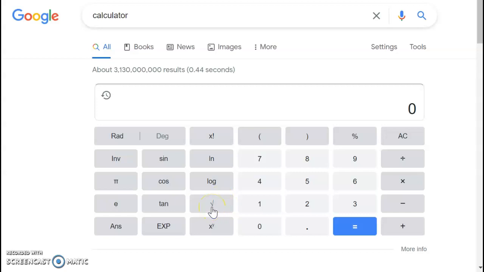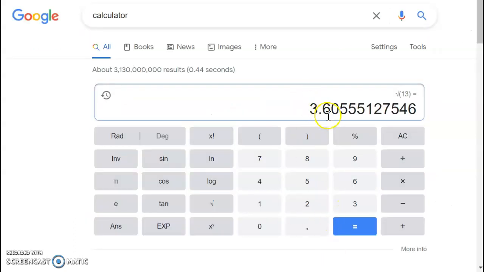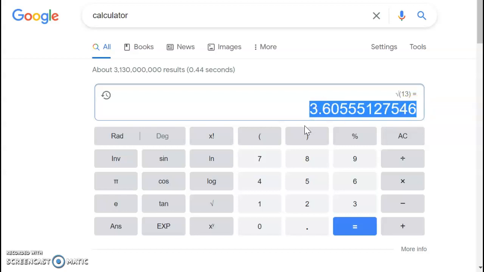So if I'm looking for square root of 13, I'm going to click on this. Do you see the square root symbol coming up? Then I am going to enter 1, 3, and then press equals. And it's giving me this number. This is a very long, complicated number. It's 3.60555. Remember, we were expecting the number to be between 3 and 4, and it so happens it is 3.60555127546. So you know what? I am going to copy this.